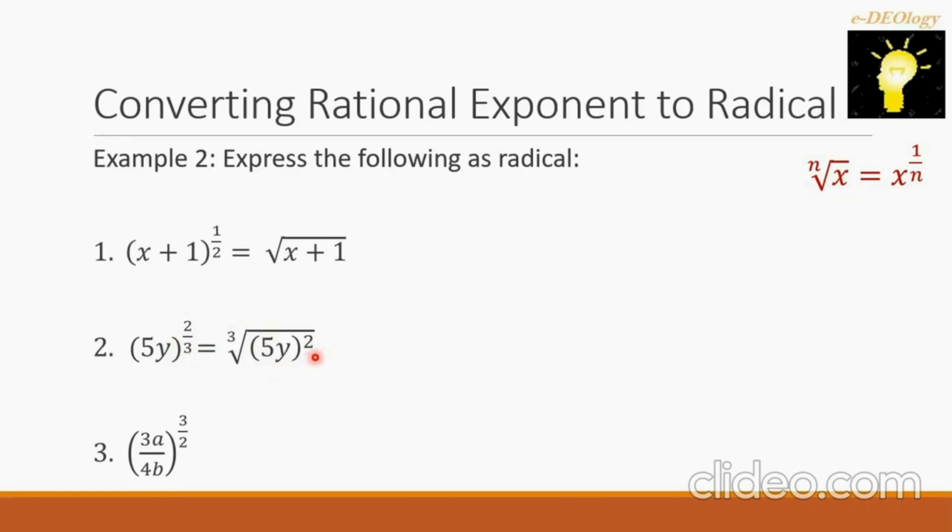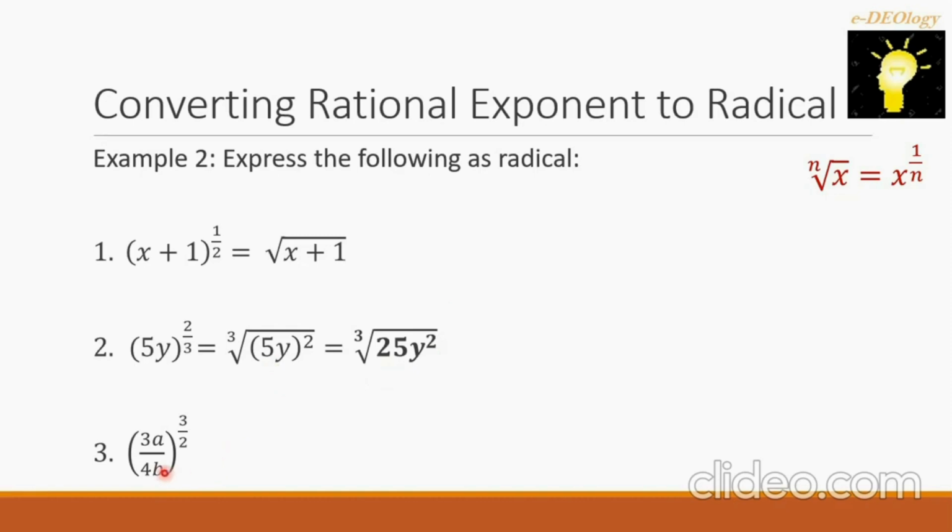And from here we can simplify our radicand. We can distribute the exponent 2 to the 5 and the y. So it becomes 25y squared. So the final answer is the cube root of 25y squared.